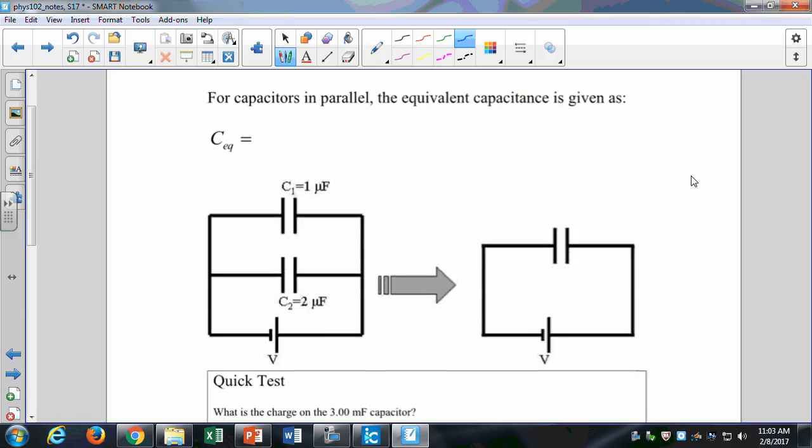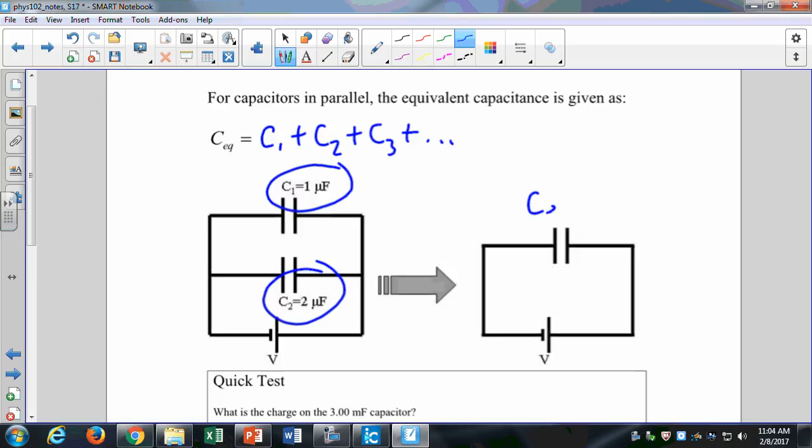All right, so for capacitors in parallel, the capacitance is given as C1 plus C2 plus C3 plus however many you have. So if I have a 1 microfarad and a 2 microfarad, what is my equivalent capacitance of those 2 capacitors? 3 microfarads, right. 1 plus 2 is 3 microfarads.